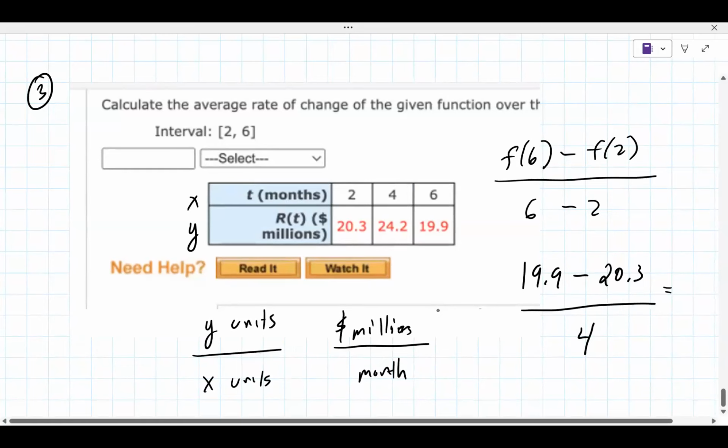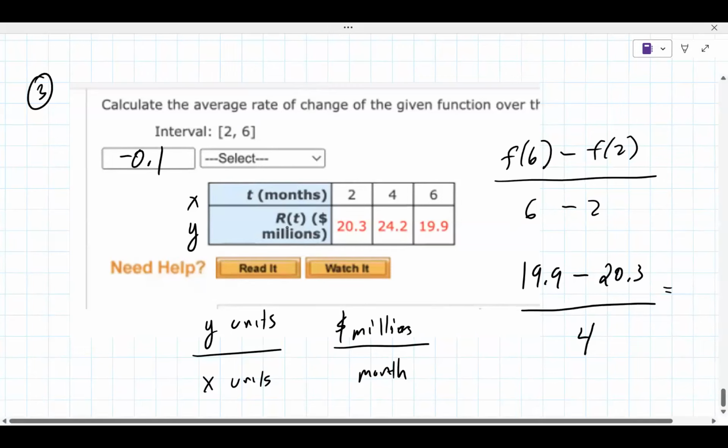In the top part of the equation, it would be 19.9 minus 20.3. It's always the right minus the left. Okay. So I got negative 0.1.